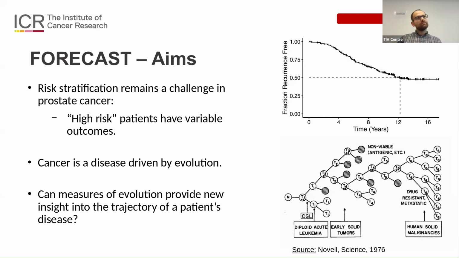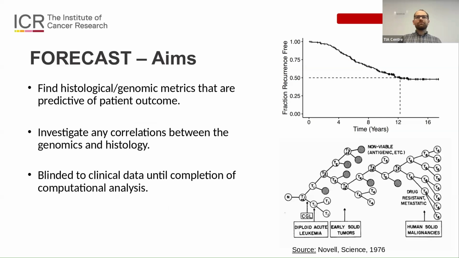And so I think that this was the one question we wanted to answer. Can methods of evolution give us that insight to really predict that trajectory that patients are on, beyond what we currently know within the existing risk stratification protocol? And I think on a more general level, we were quite interested in looking at histological and genomic metrics that are predictive of patient outcome, and potentially metrics that feed into each other, that there is some sort of association we can find there between genomics and histology.